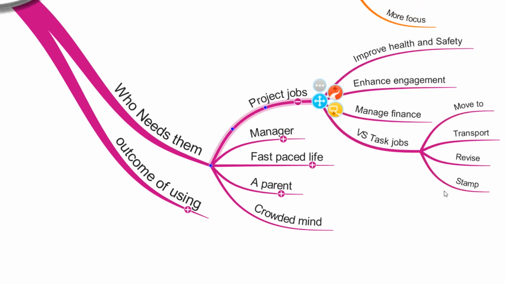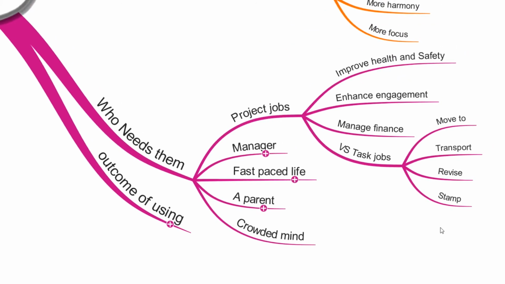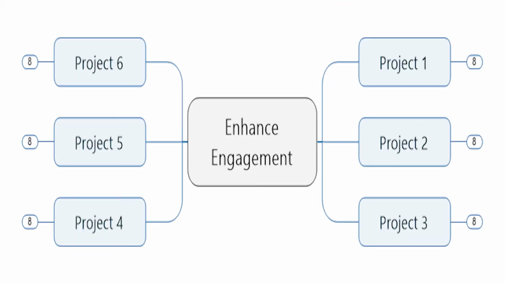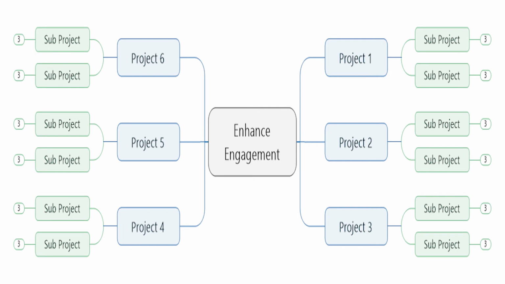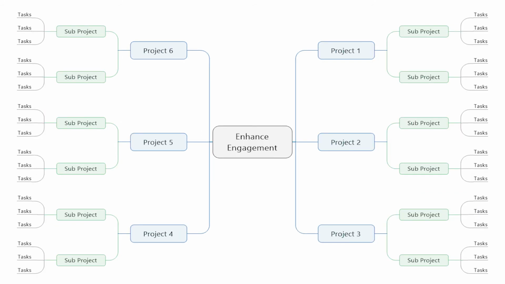First of all, if you have a project job. So in these jobs, your next actions and tasks are not identified, right? Things like improve health and safety, or if your job is to enhance the engagement, or to manage finance. So the next actions or tasks are not identified. You have to come up with them. And in order to do so, you have to come up with a project. And maybe this project can have multiple sub-projects. And in these sub-projects, you have different tasks. That's why you need to learn about productivity. You need to have the right tools that help you organize and control things for you.